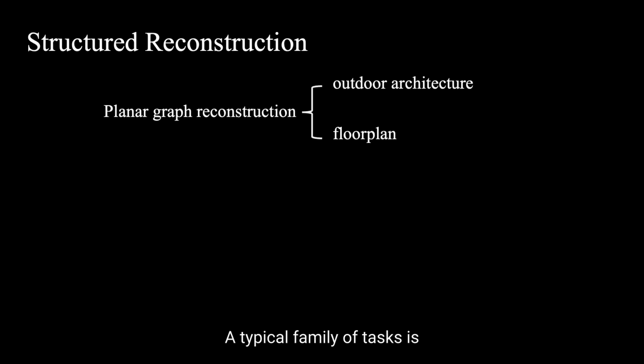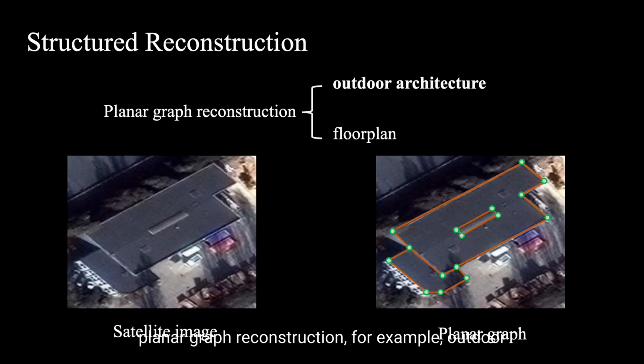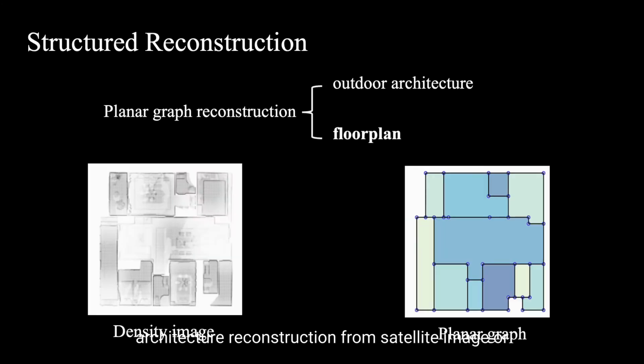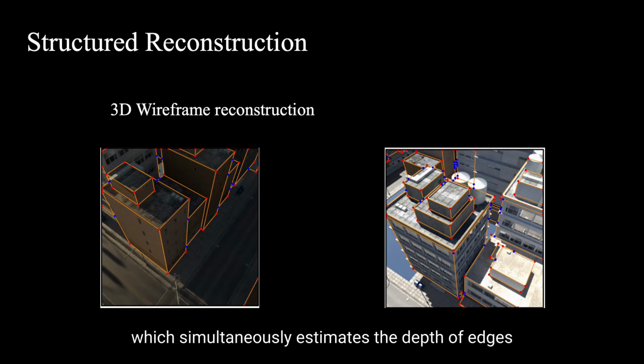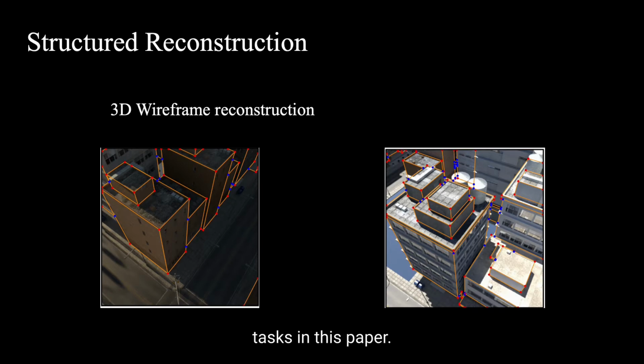A typical family of tasks is planar graph reconstruction. For example, outdoor architecture reconstruction from satellite image, or floor plan reconstruction from point density image. 3D wireframe reconstruction is another structural reconstruction task, which simultaneously estimates the depth of edges. We'll focus on the first two planar graph reconstruction tasks in this paper.